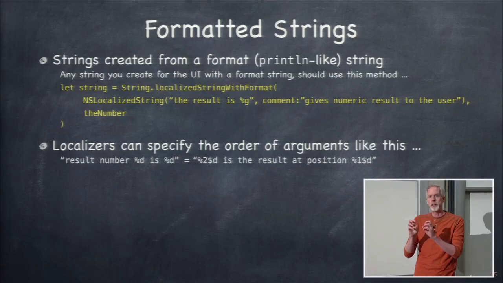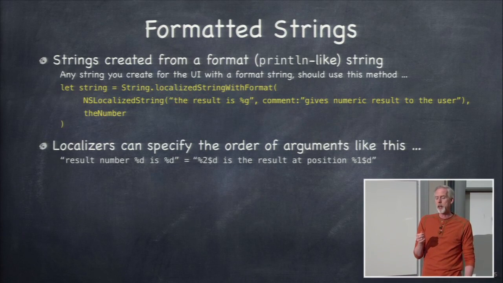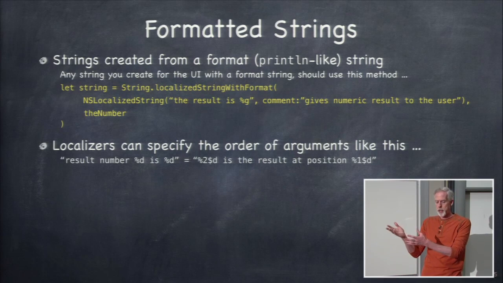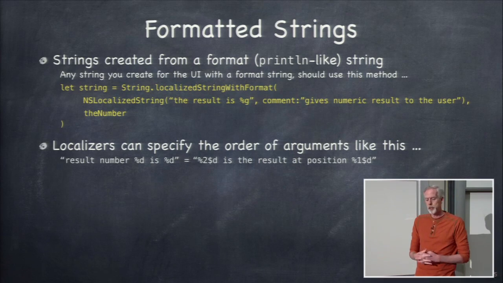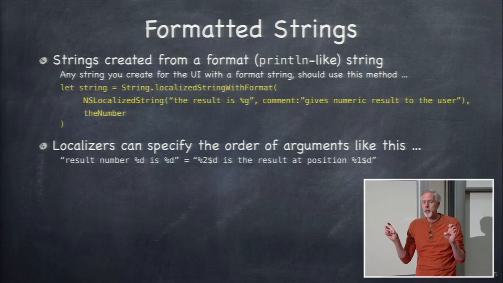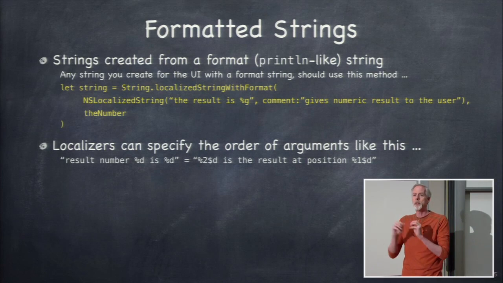All right? Now, if you use a format string, like this, the result is %G, or the result is %D, so you're using a format string. You're going to want to use this string class method called localizedStringWithFormat to create a string from it. It takes var args at the end for all the %Ds or %Gs or whatever's in the string. And you would want that format string to also be NSLocalizedString, because the words in there, the result is, those need to be translated as well.